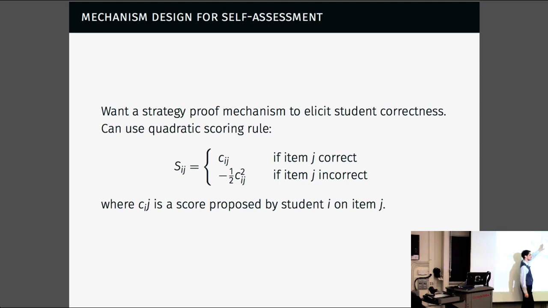They give us this score C. If they got the question correct, we give them the score that they gave us, right? If they got it incorrect, though, we penalize them. We penalize them by giving them half of the square of their score. So it's a pretty harsh penalization.